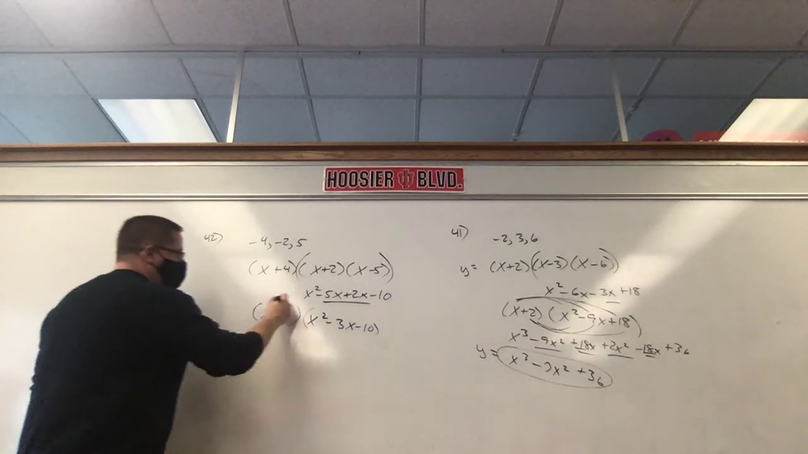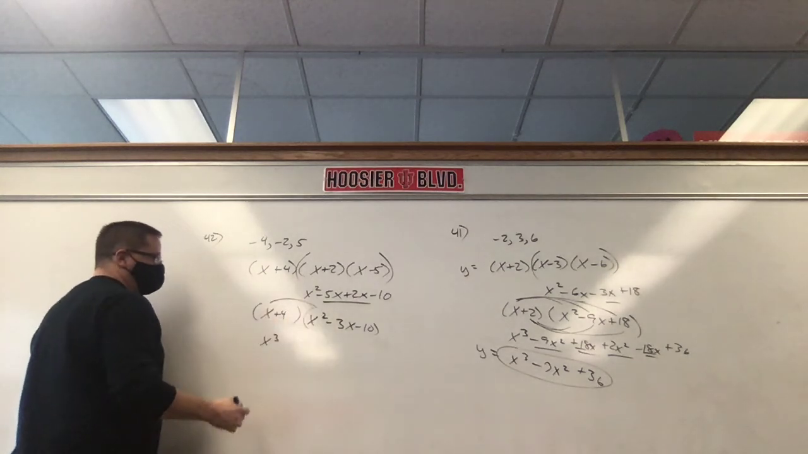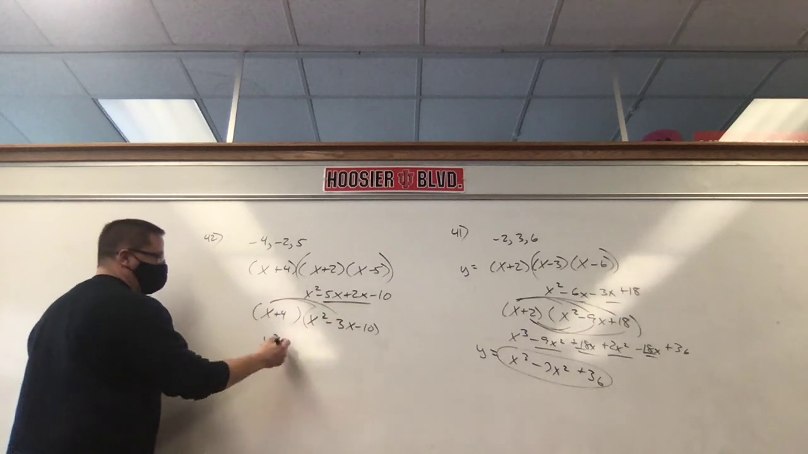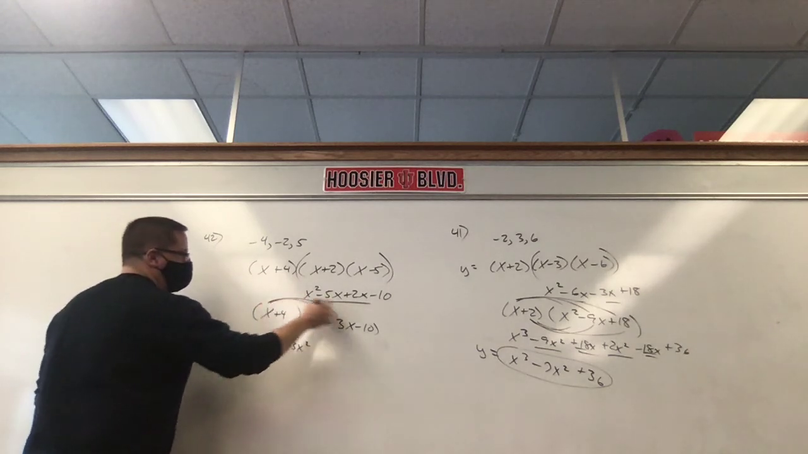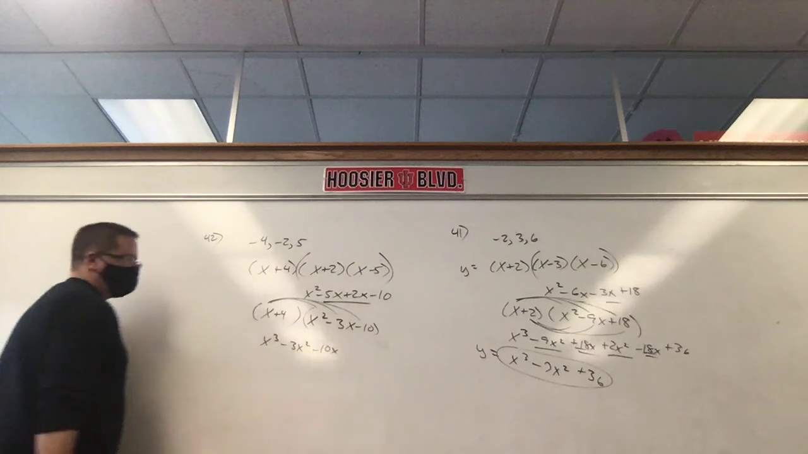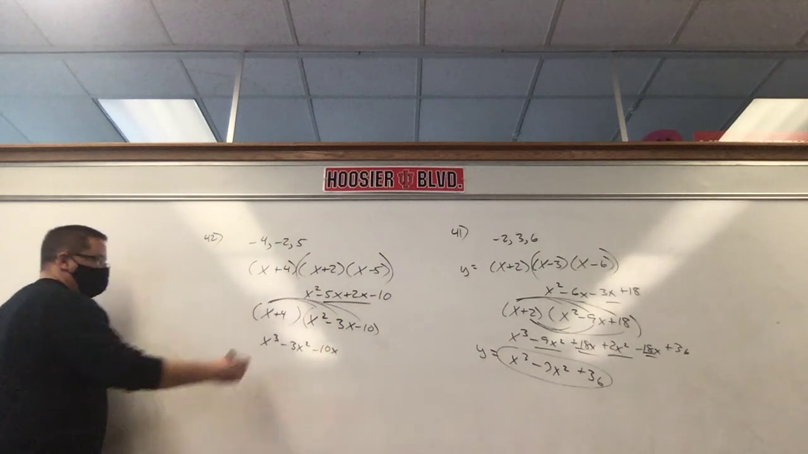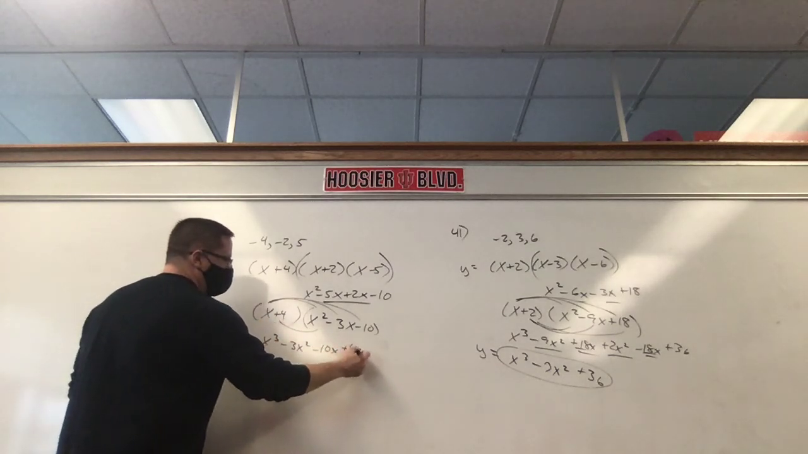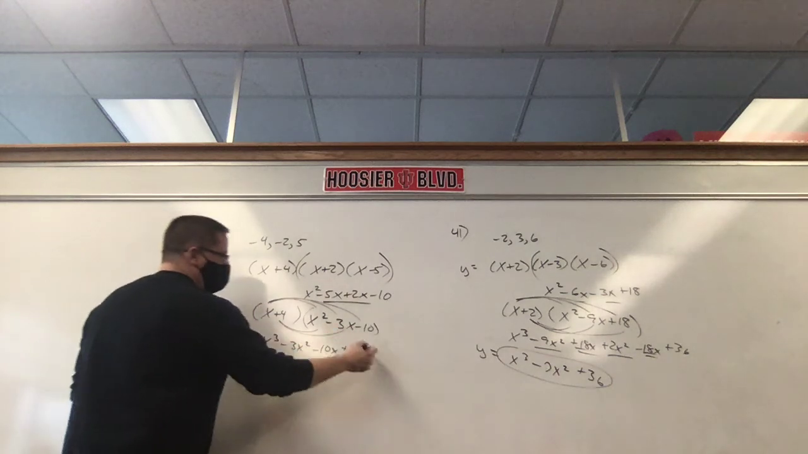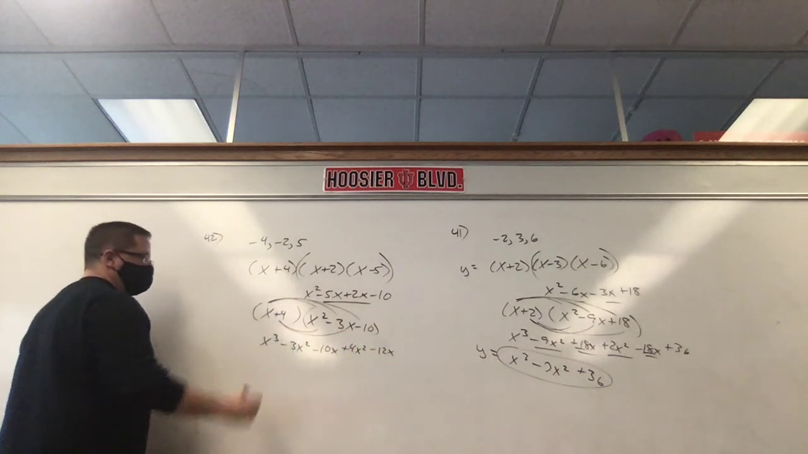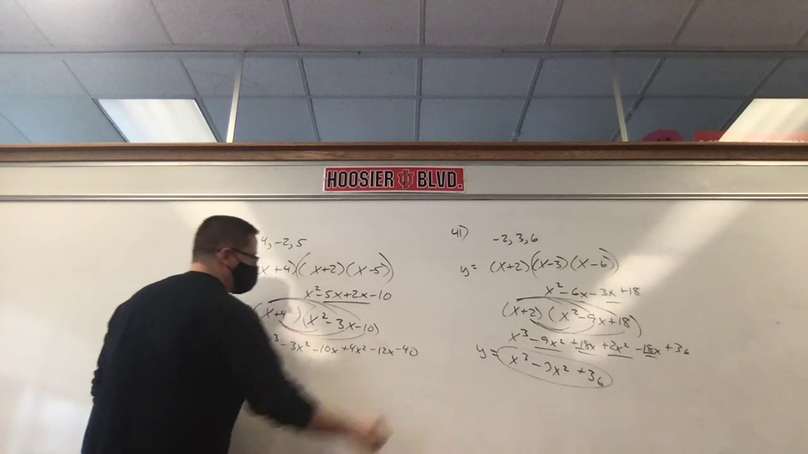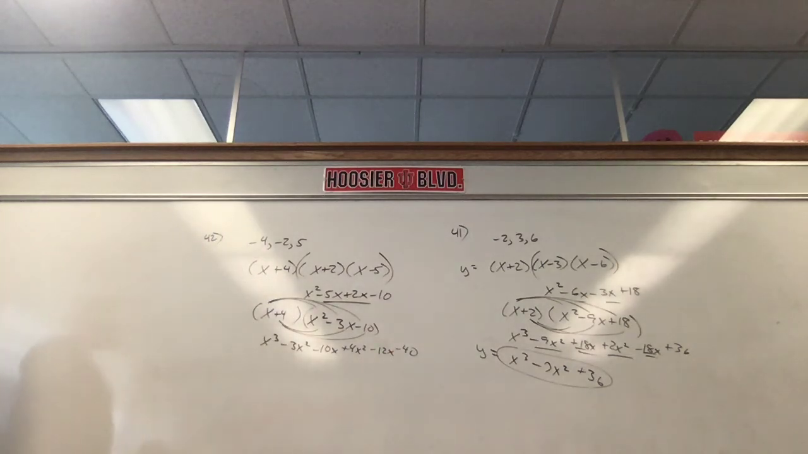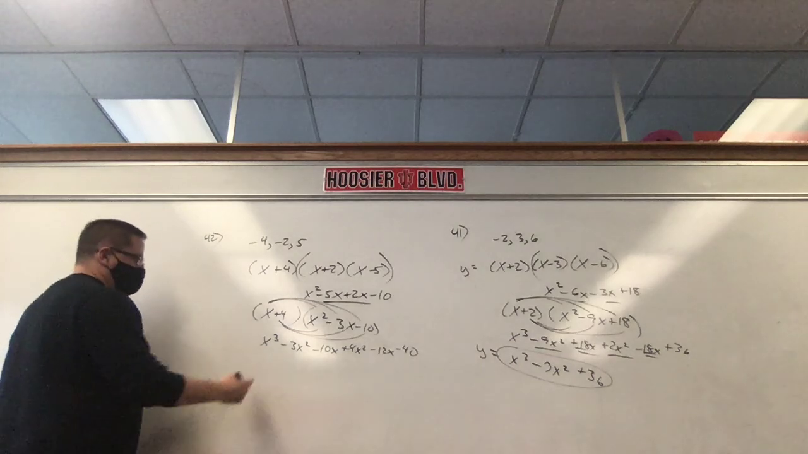4. X times x squared is x cubed. X times negative 3 is negative 3x squared. X times negative 10 is negative 10x. 4 times x squared is 4x squared. 4 times negative 3 is negative 12x. 4 times negative 10 is negative 40. Again, we've multiplied everything by everything, but we're not quite done because we have to combine like terms.